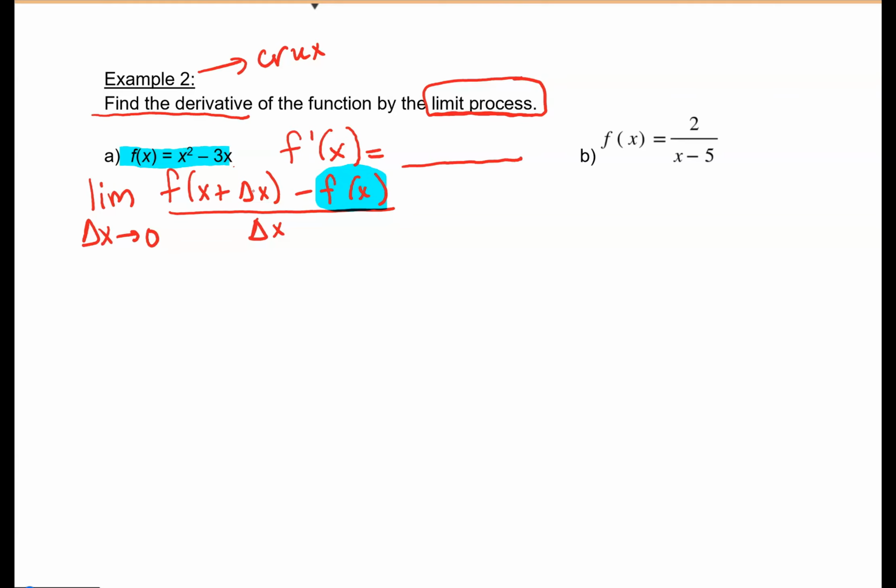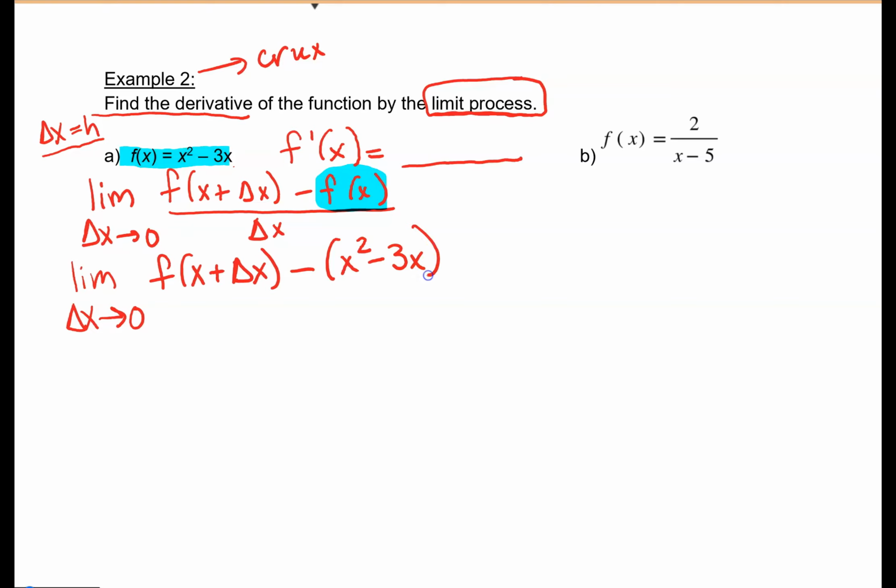Oh, and also a side note, if you want to call delta x h, you are welcome to do that, because I know other textbooks refer to it that way. So what I have so far is this. The limit as delta x approaches 0 of, I'm going to figure out what f of x plus delta x is, minus f of x, which is x squared minus 3x, all over delta x.